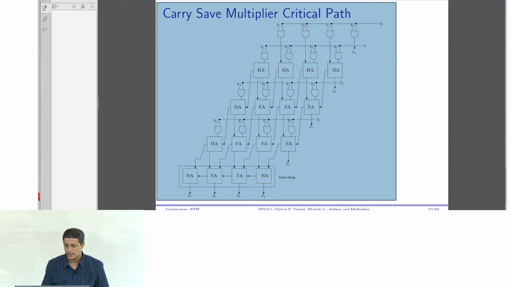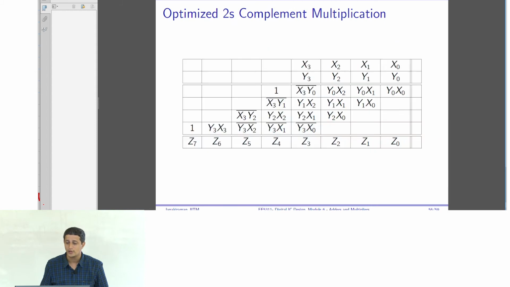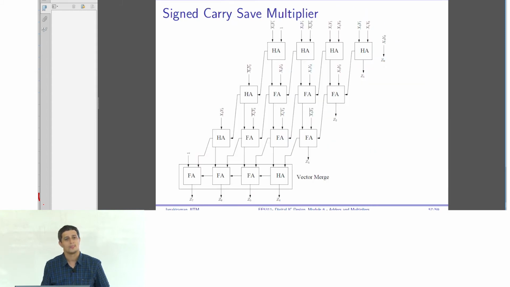Therefore, you will find that in order for me to do signed multiplication, all I have to do is wherever there is x3, yj, where j is between 0 and 2, complement the bit. Or wherever there is y3, xi, and i is between 0 and 2, complement the bit. That's what you see here. In that half adder, that's why I said retain that half adder.